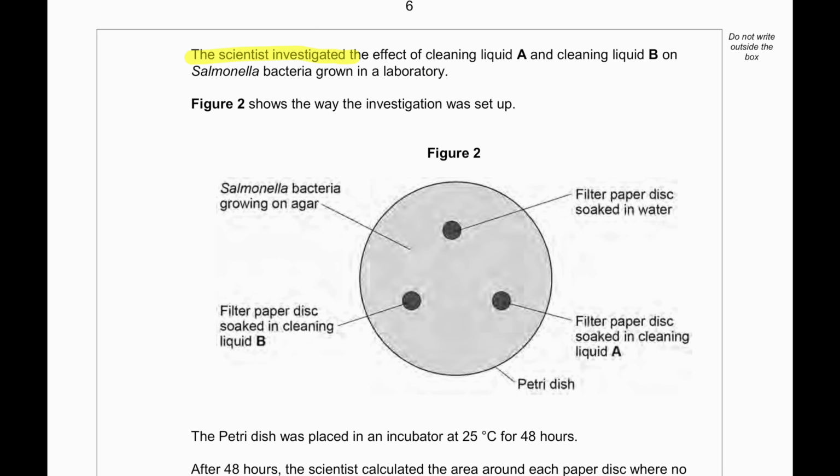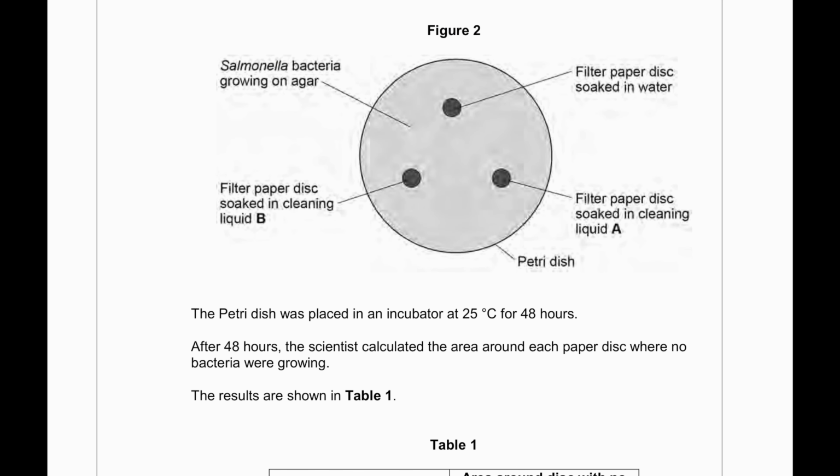The scientists investigated the effect of cleaning liquid A and cleaning liquid B on the Salmonella bacteria grown in a laboratory. Figure 2 shows the way the investigation was set up. We can see Salmonella was grown on agar, and then we had filter paper that was soaked in water with cleaning liquid A and cleaning liquid B.